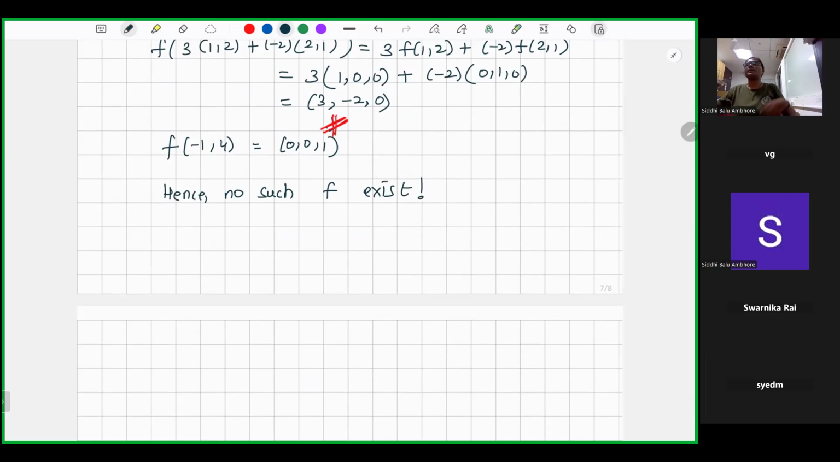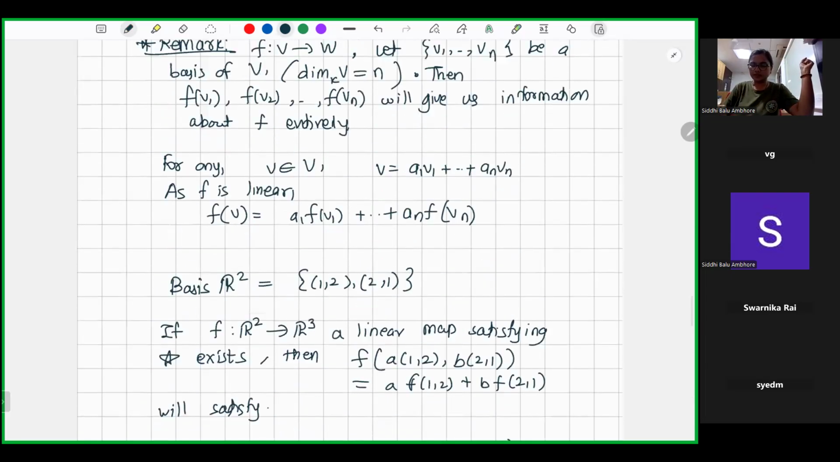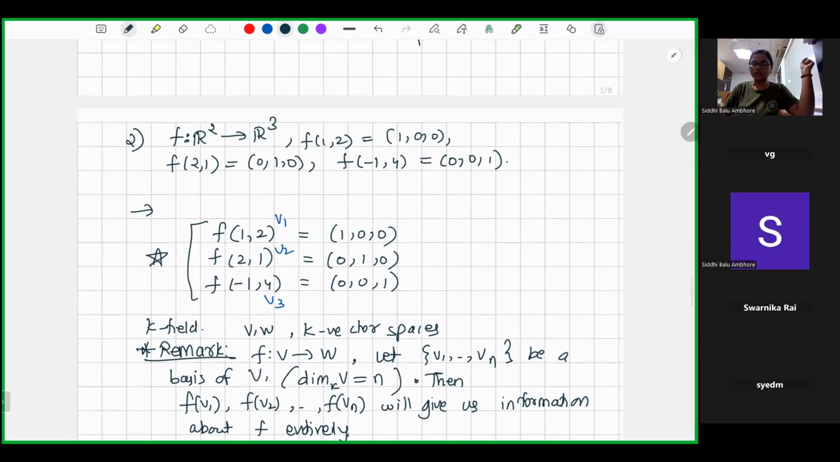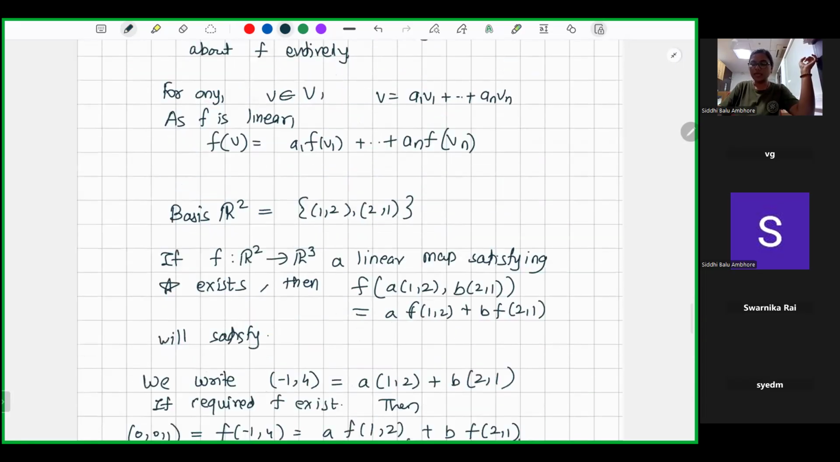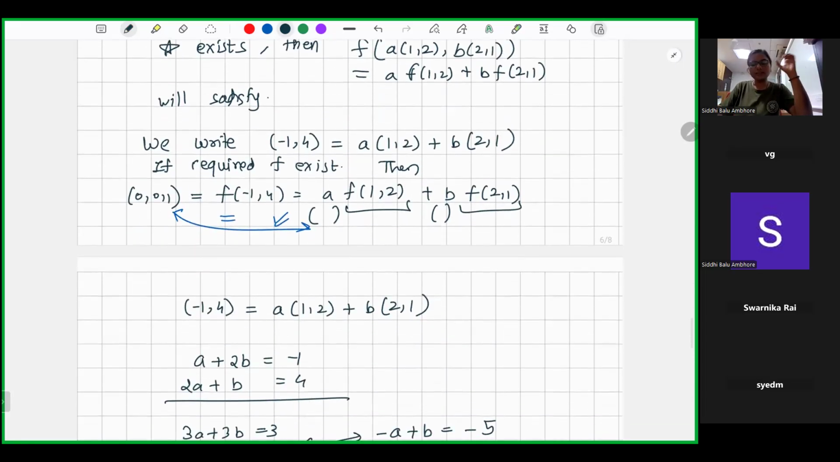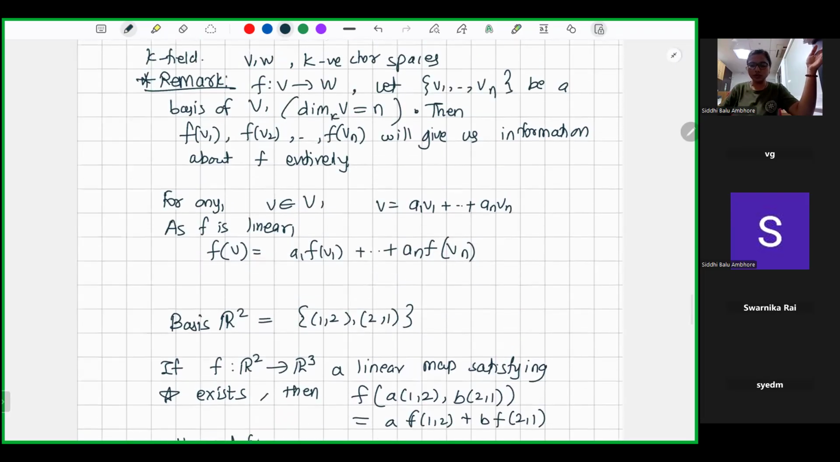Because what I wanted, f to be linear, and it should satisfy all these three equations here. But that is not happening. The moment these two are satisfied, this third one is not possible. And this is the only possible way to do this. So this actually gives us the argument that no such f exists. Is this okay?